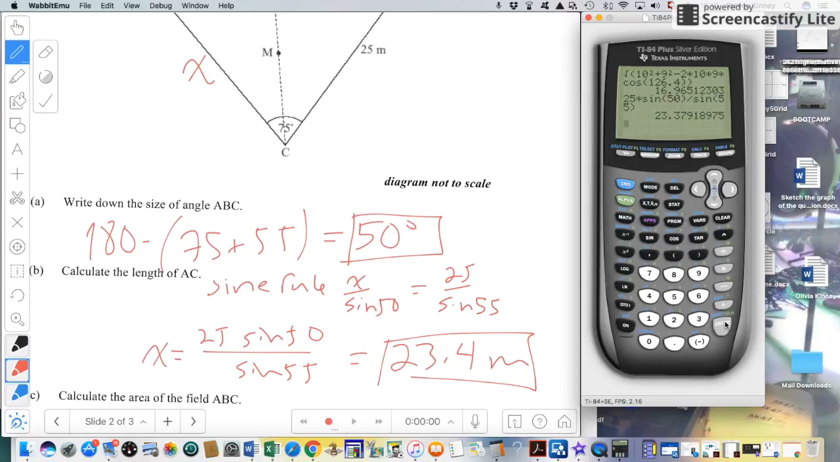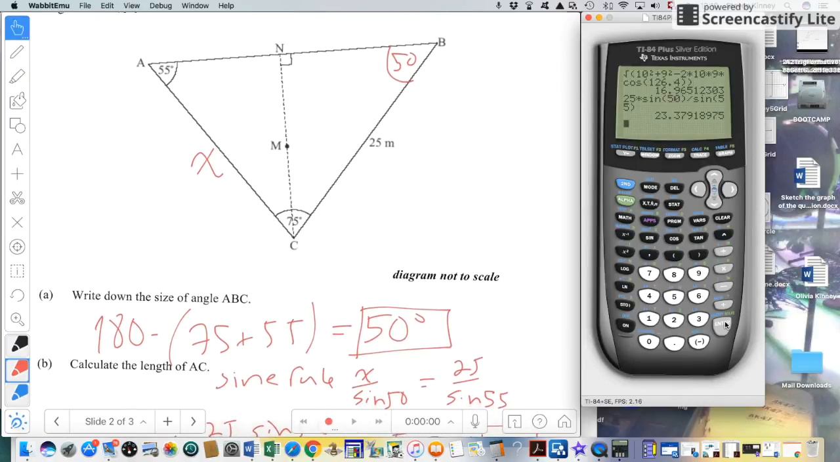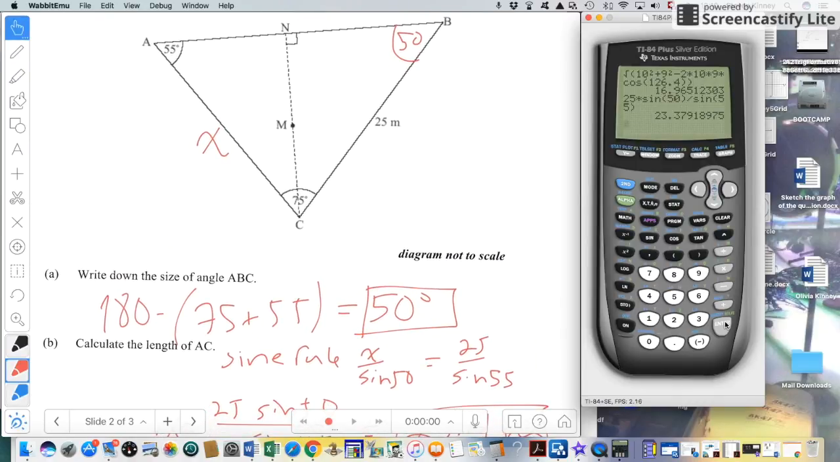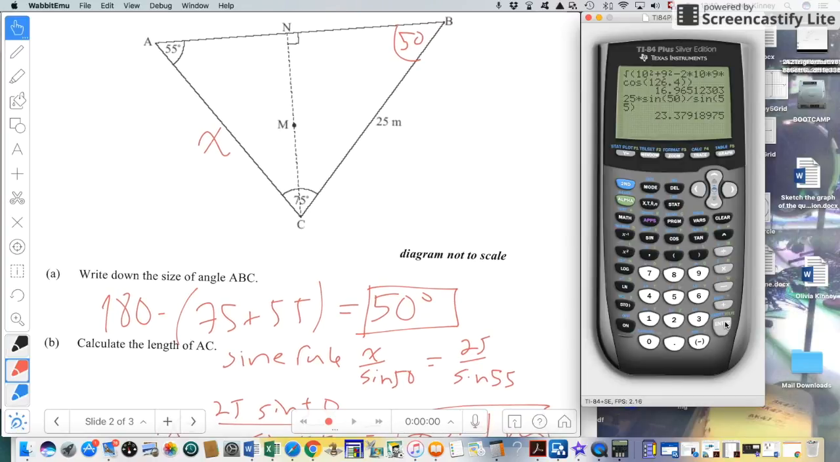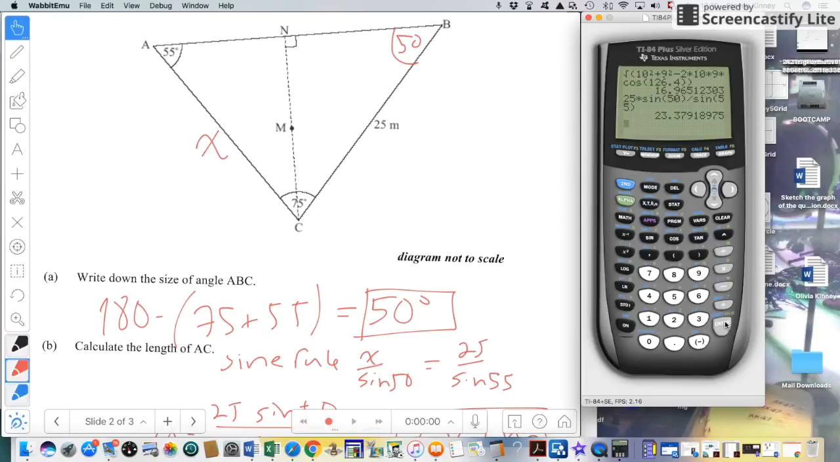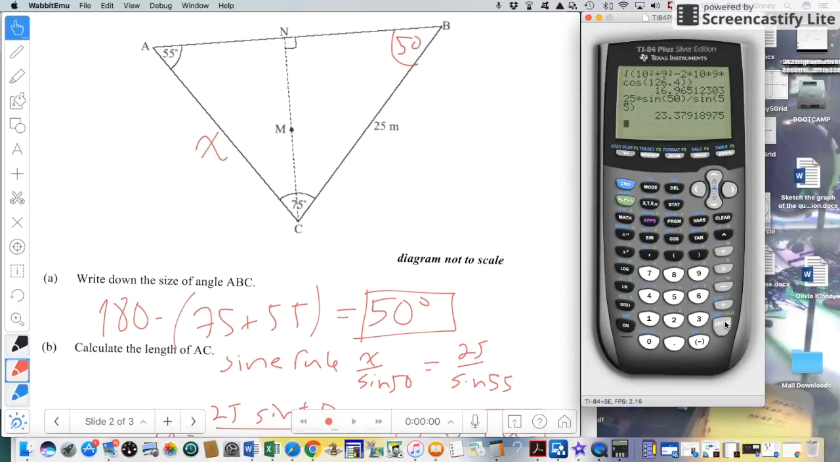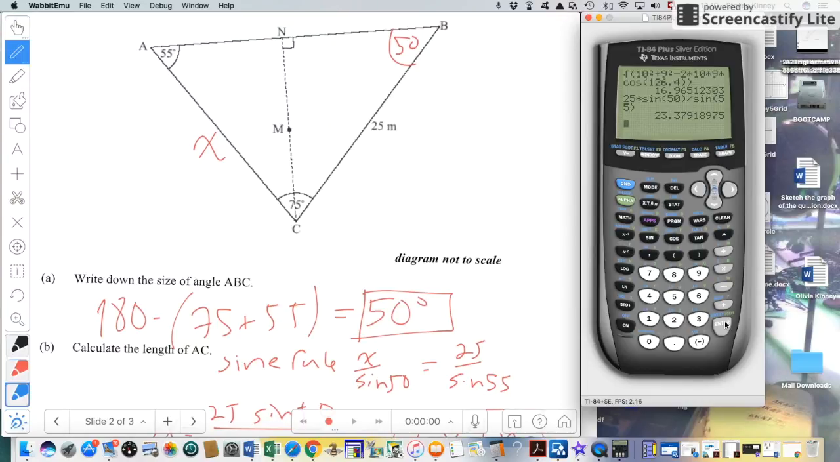Find the area of ABC. That's the entire field, ABC. Looks to me like we're going to need a height somewhere. We know two sides, but we don't know AB. So we could find AB using the sine rule, continue with the sine rule, or we could try and use another height to find the area of the triangle. So I'm going to use another height. I'm going to use this height here.